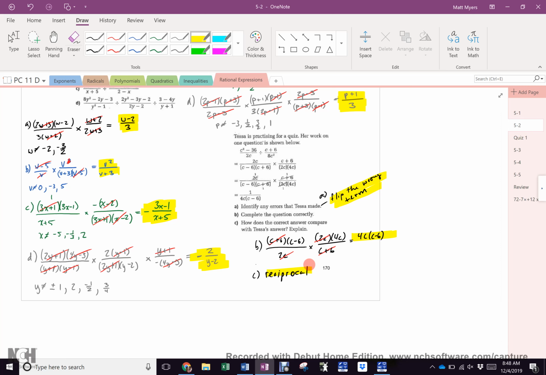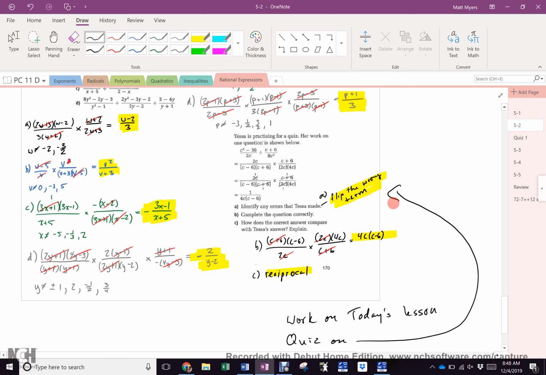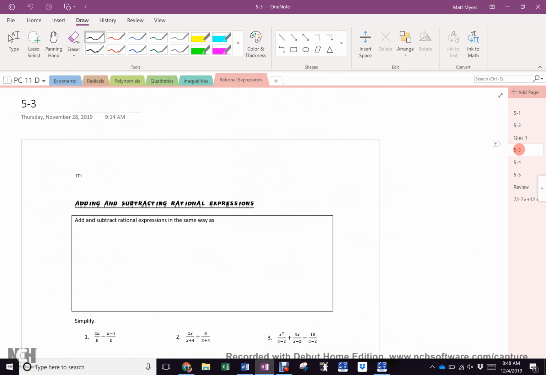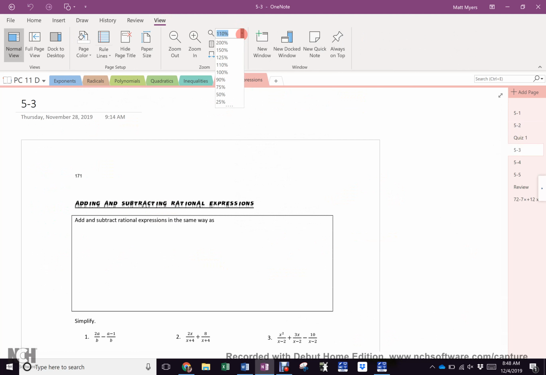All righty then. So tomorrow, you will do work on today's lesson, which I'm about to give you, which will take us to the end of the day. And you will have a quiz tomorrow on this stuff, not on today's lesson, because today's lesson is adding and subtracting. Okay? Everybody good? All right. Please turn in your books to page 171.